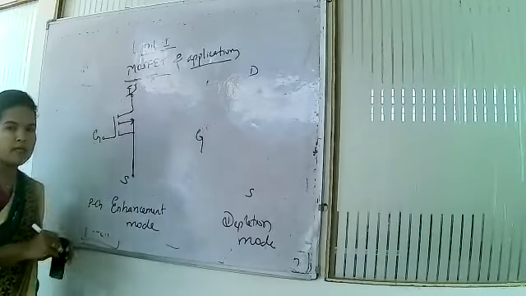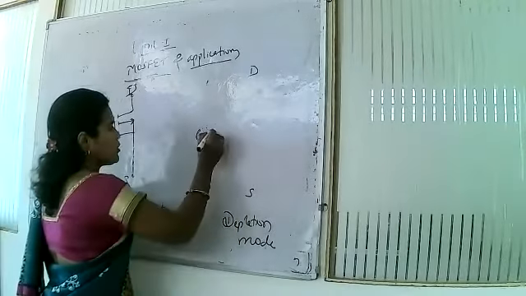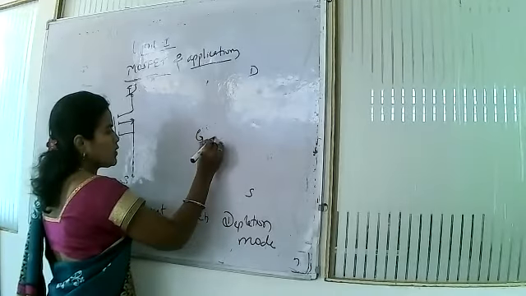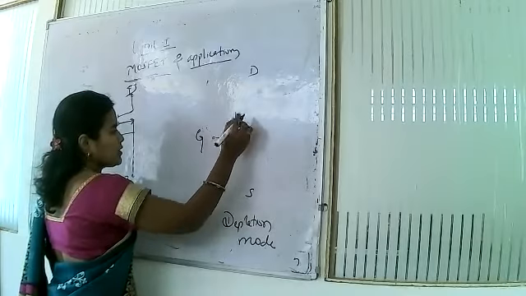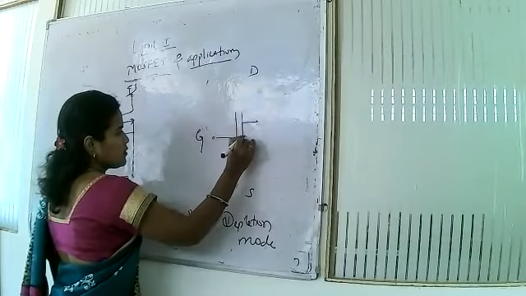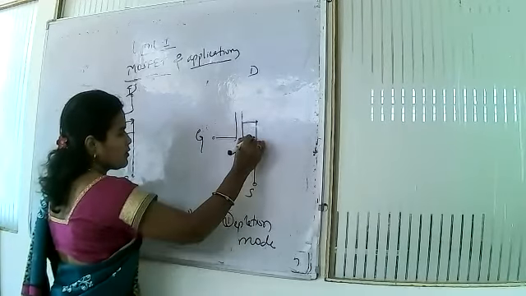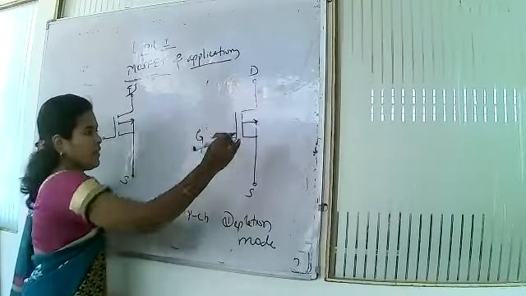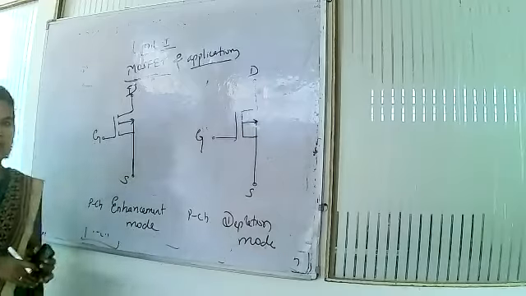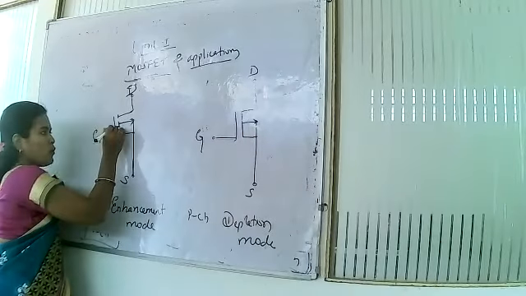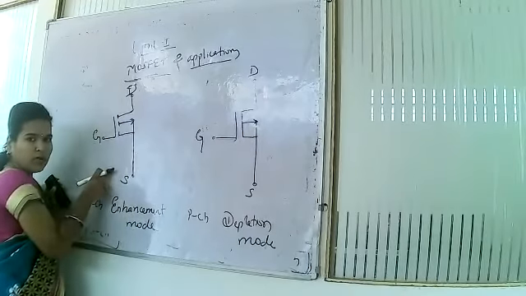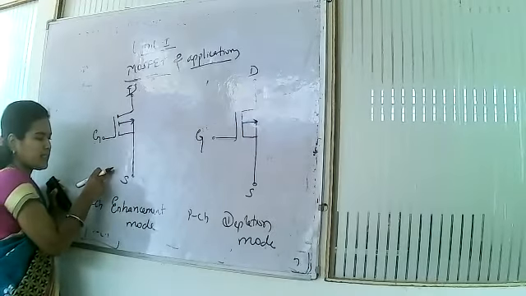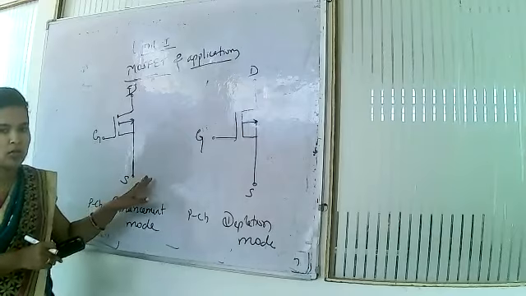So how is it? It looks like this. But when you go for the depletion mode, P channel, here also it is the same. The difference in the construction is that you have to show it like this. See, it is a symbol. You have to understand it like this only. There is no other way of asking why it is like this, because it is a symbol.